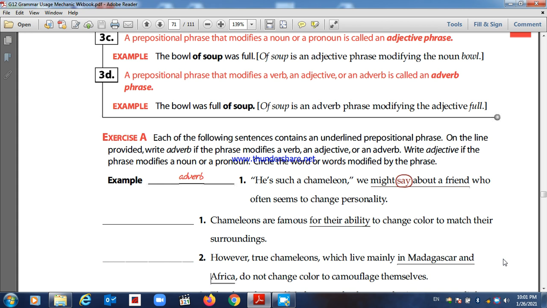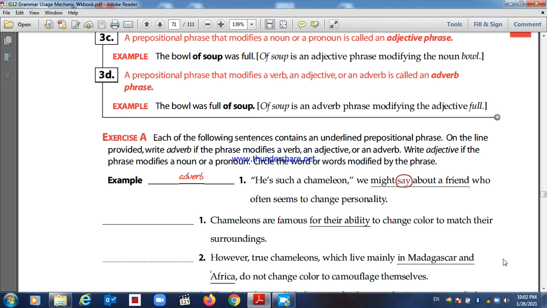Number 1. Chameleons are famous for their ability to change color to match their surroundings. Now here the prepositional phrase is for their ability. It starts with the preposition for. This prepositional phrase, which word does it modify? It modifies the adjective famous. If the prepositional phrase modifies an adjective, then this is an adverbial prepositional phrase.